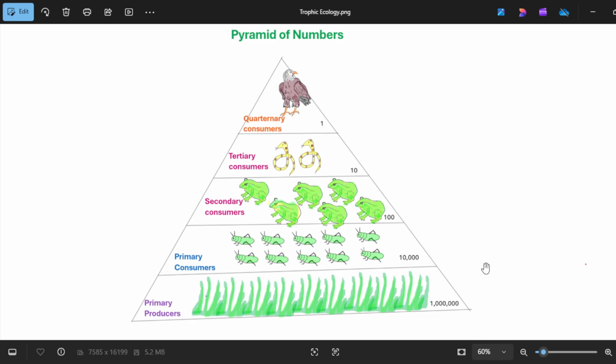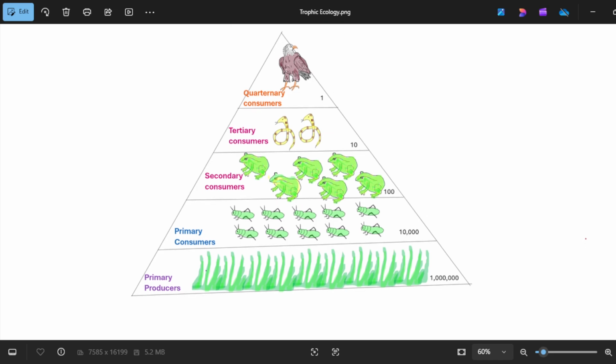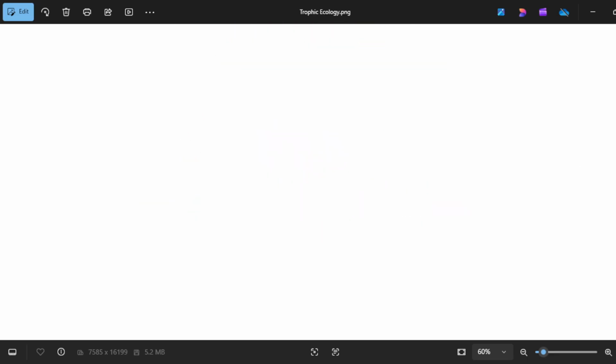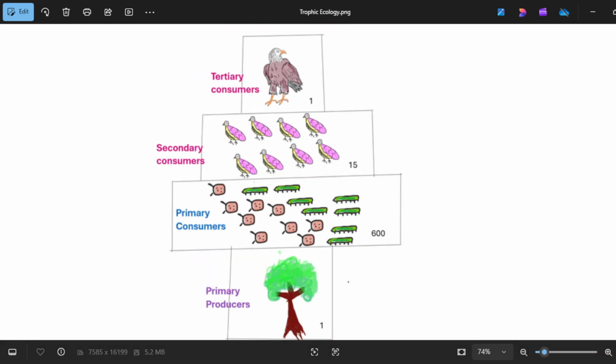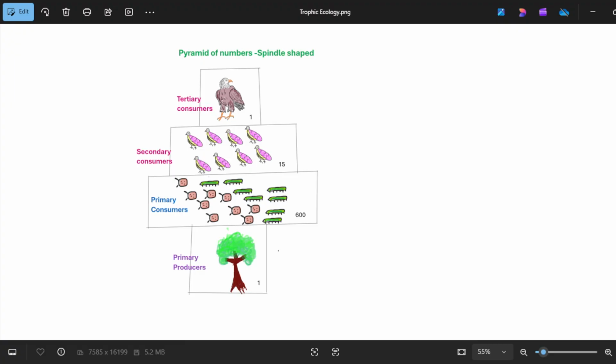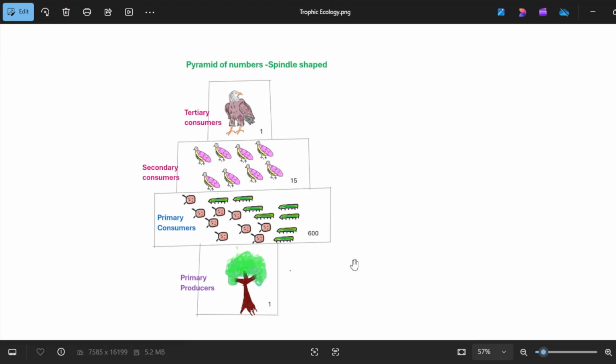First we saw the pyramid of energy, now it's the pyramid of numbers. Let us see another structure of the pyramid of numbers. If you see here, this pyramid has a spindle shape. A spindle shape is small at the bottom, wider in the middle, and then small at the top again. This is an example of another ecosystem where you have a tree. One tree supports many primary consumers, many bugs, and the secondary consumers are the birds. The population has reduced, and finally the tertiary consumer is the eagle.